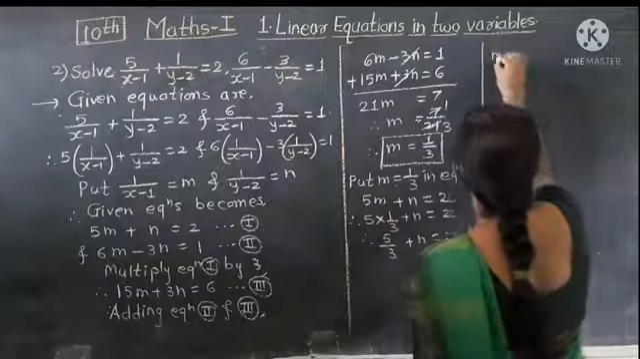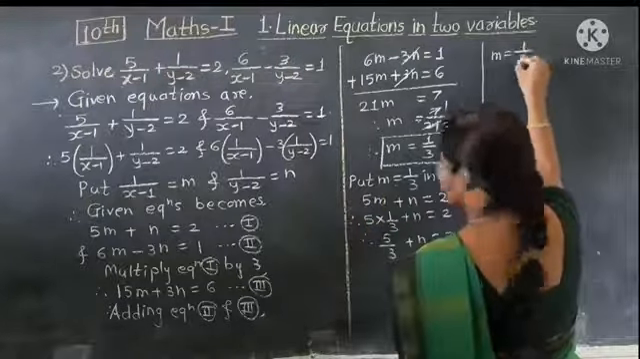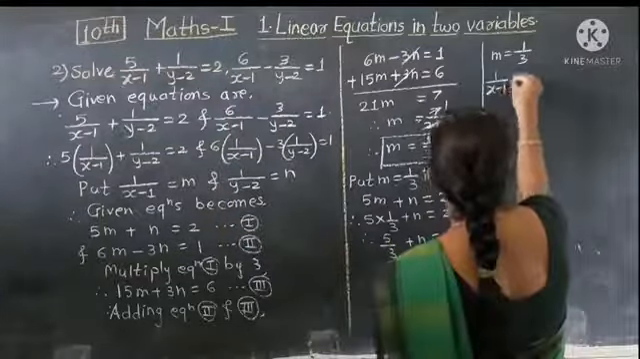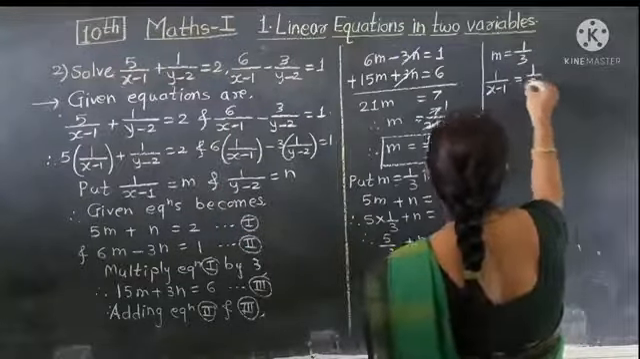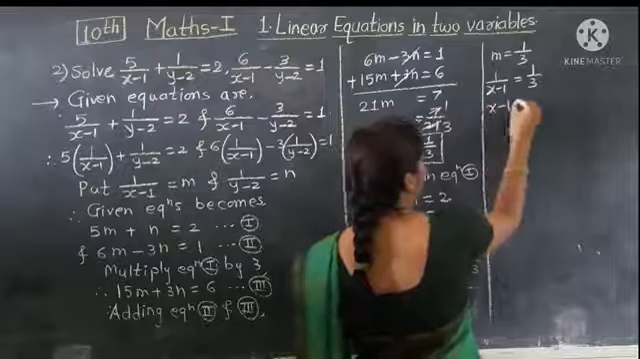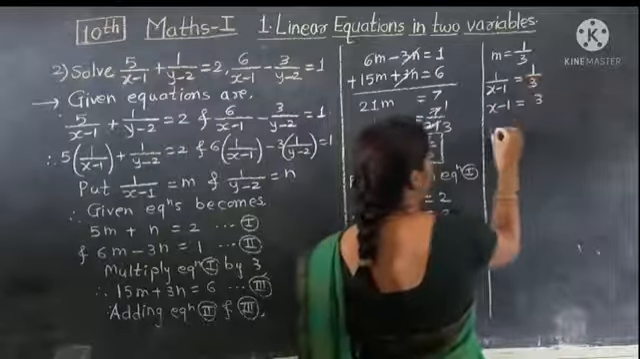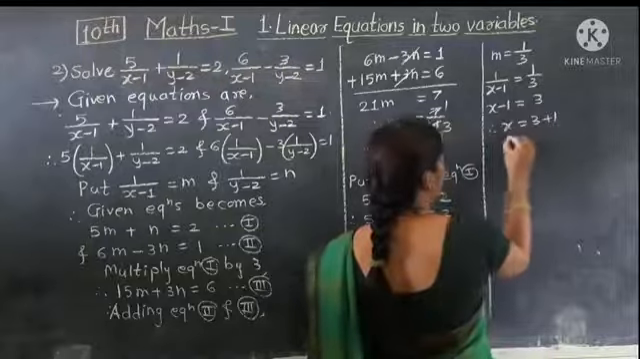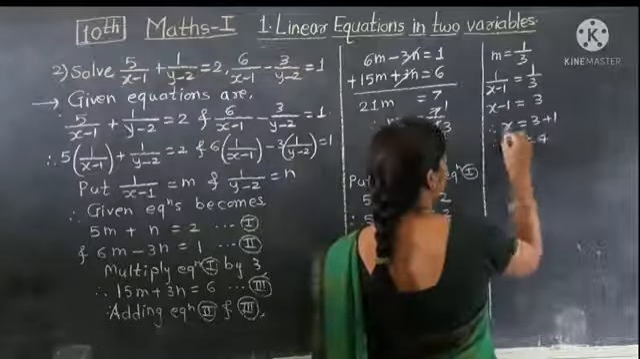m is equal to 1 upon 3. What is m? 1 upon x minus 1 is equal to 1 upon 3. To cross multiply, x minus 1 is equal to 3. Therefore, we get x is equal to 3 plus 1. x is equal to 4.